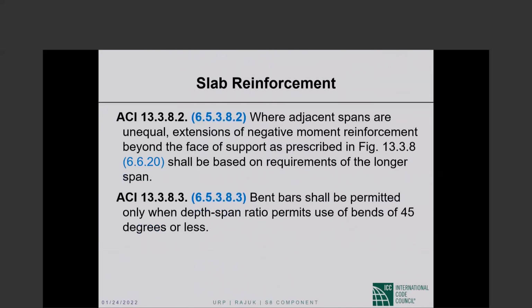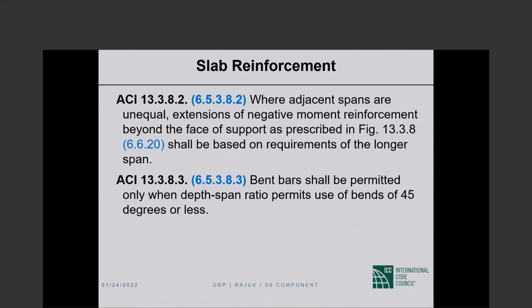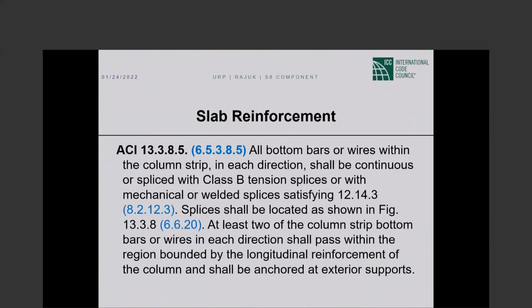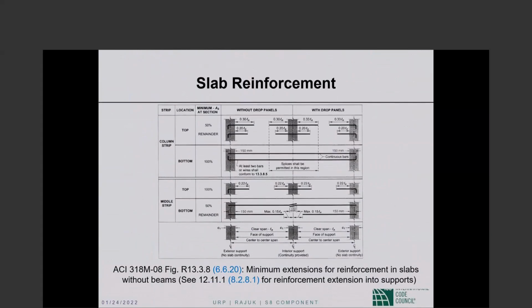Where adjacent spans are unequal, extensions of negative moment reinforcement beyond the face of support shall be based on requirements of the longer span. So that I think makes a lot of sense. So this is 33% of L sub n, this is 30% of L sub n. If this span and that span are different, then this L sub n, the clear span, shall be the longer clear span.